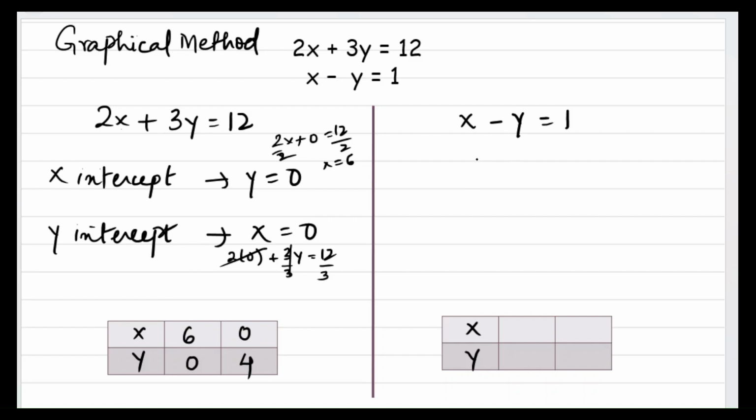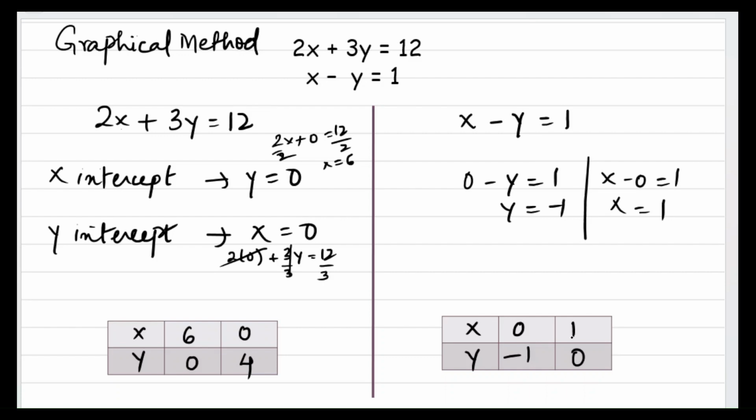But let's find the intercepts for this equation first. x minus y equals 1. So when x is 0, put this as 0. What will y come out to be? Minus 1. So y is minus 1. And put y as 0. So when I put y as 0, what is x? It's 1. So for this equation also, the points are ready. Now we are going to plot these points on the graph.